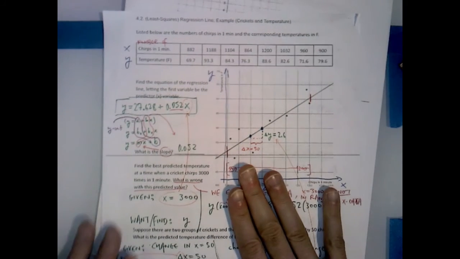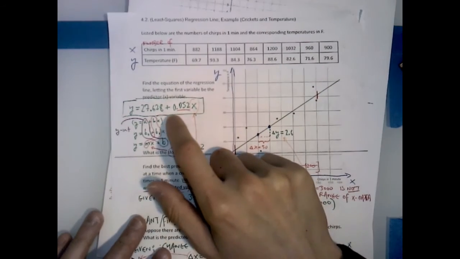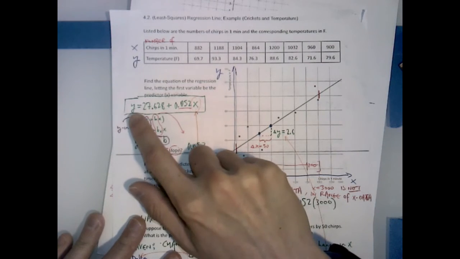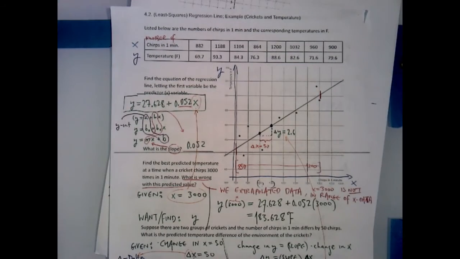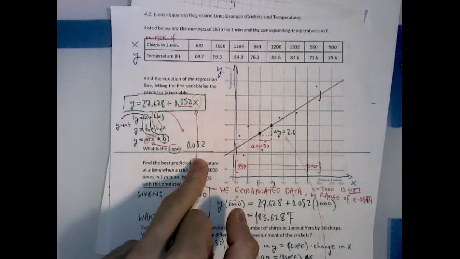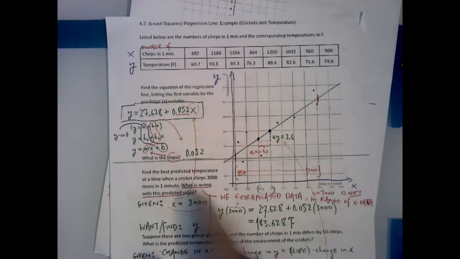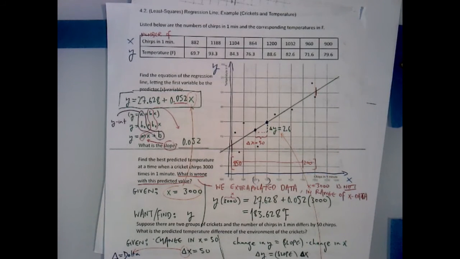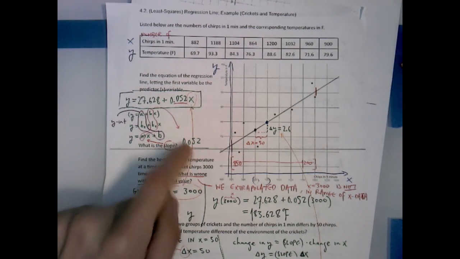Okay, so I'll start with this one here. We saw that the regression equation using our calculator is y equals 27.628 plus 0.052x. And the slope here is the thing next to the x, the 0.052. So what this is saying is, if x increases by 1, then y increases by this.